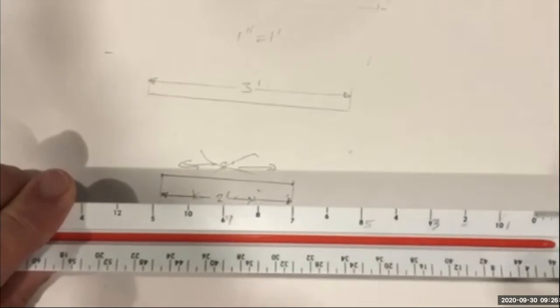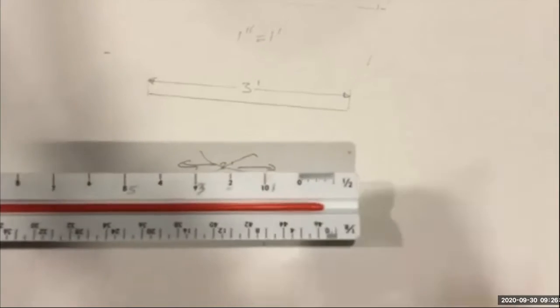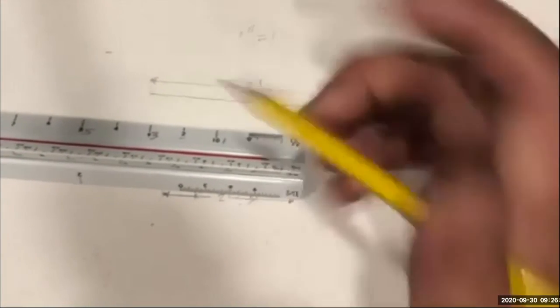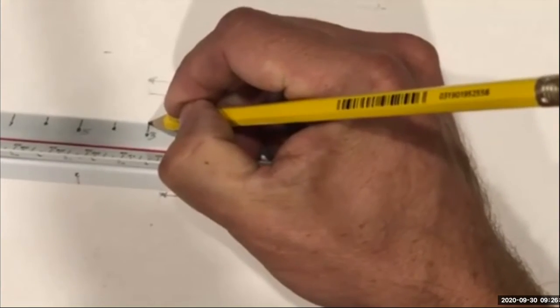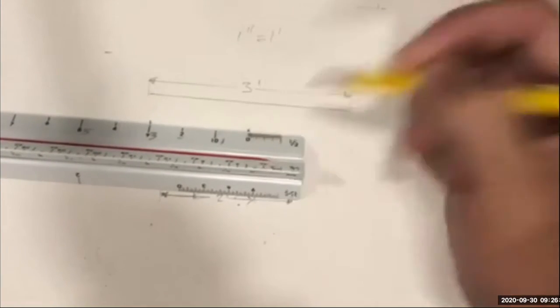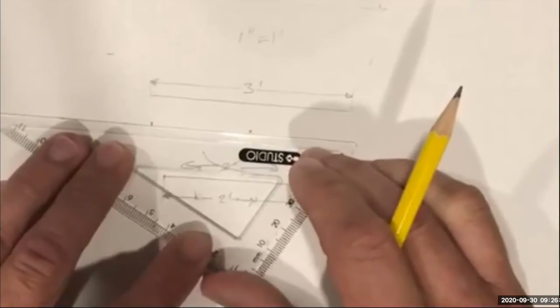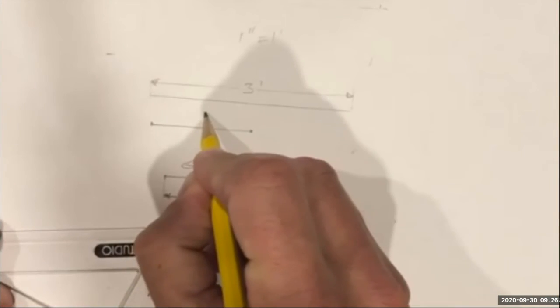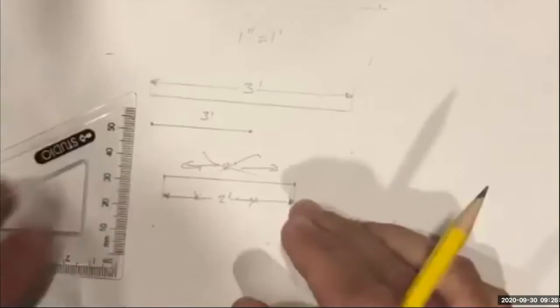So if I wanted to draw something that was 3 feet in a 1/2 inch scale, I'll do it up here just so that you can see it in perspective. I put a tick at the 3 and a tick at the 0. Come back and draw my line. So I can see that that is now 3 feet, all right, in a 1/2 inch scale.